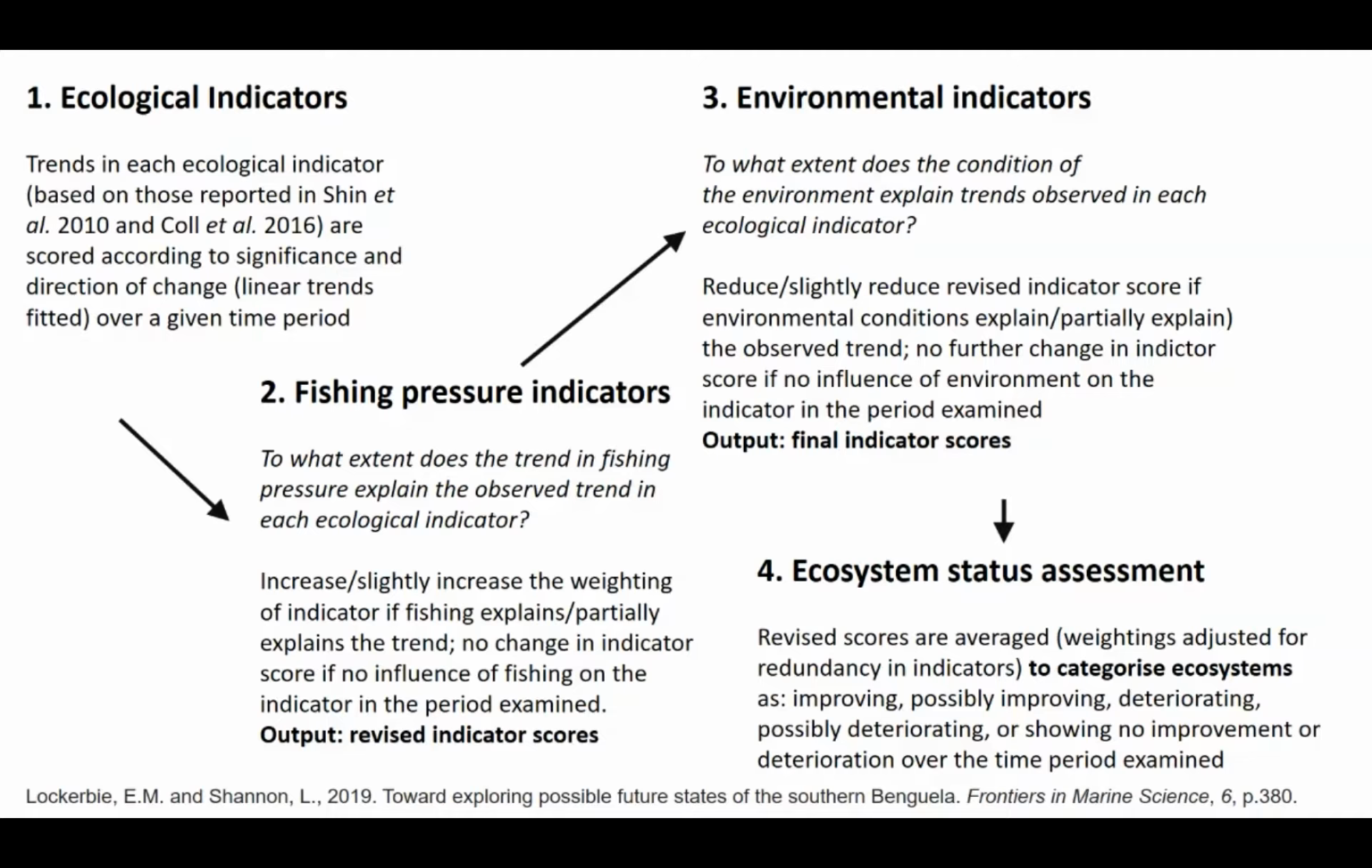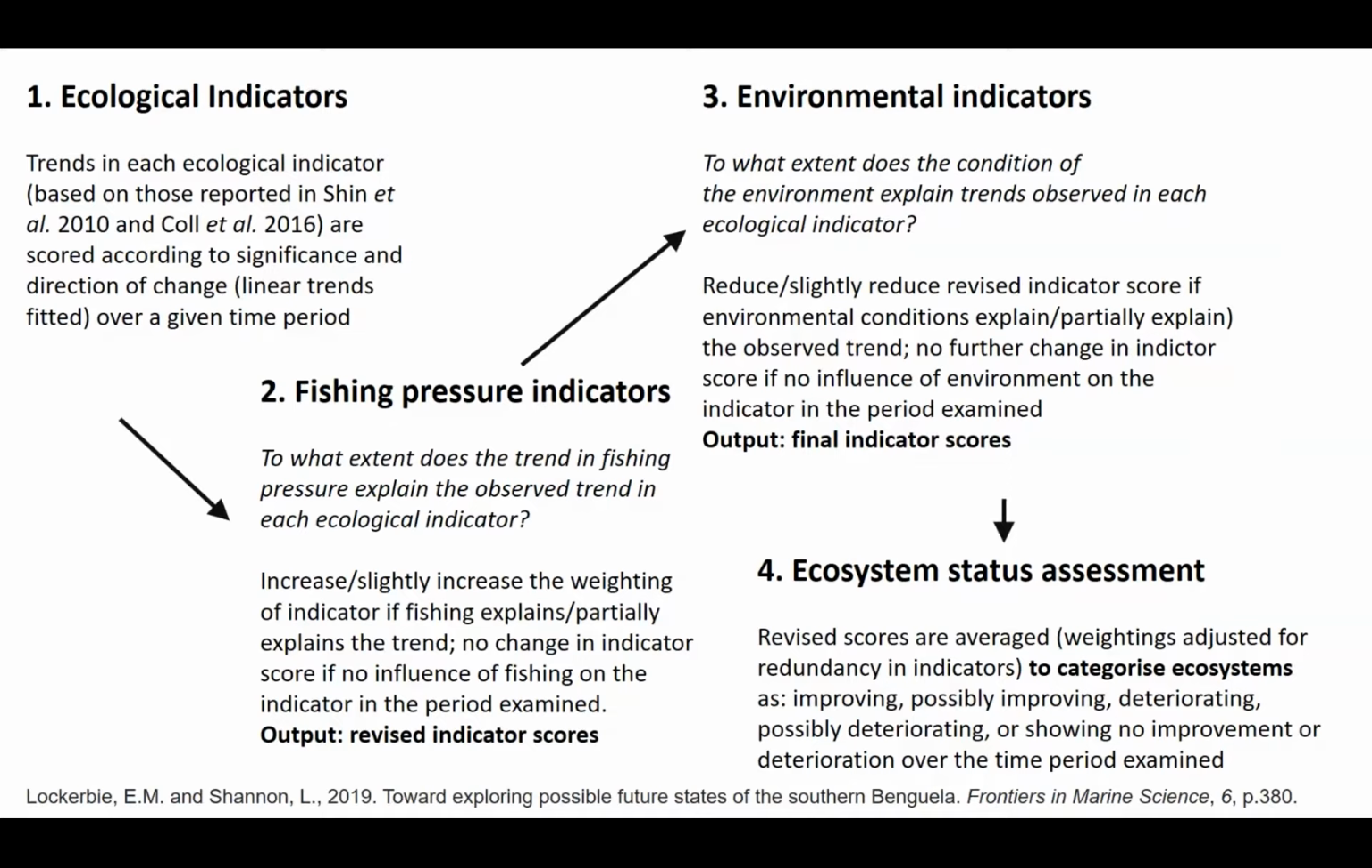And if the environment is the main driver in what we think we're observing in the trends in our ecological indicators, then we downweight those indicators, because we're really looking at the impacts of fishing in this specific framework. But one could change that depending on what your aim is. Anyway, you may happily go and read the paper, but just to say, we then come out with a score and we synthesize information into an ecosystem status assessment.